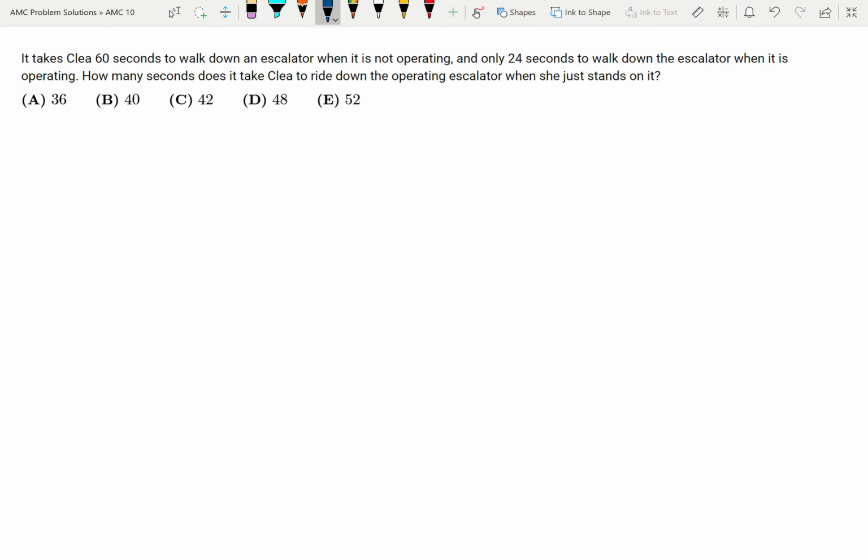So for this problem, I'm going to define S as the escalator speed, and C is going to be the speed at which Clea walks down. We'll call that Clea walking speed. And we need to keep in mind that rate times time is equal to distance. So there are three equations we can make here.